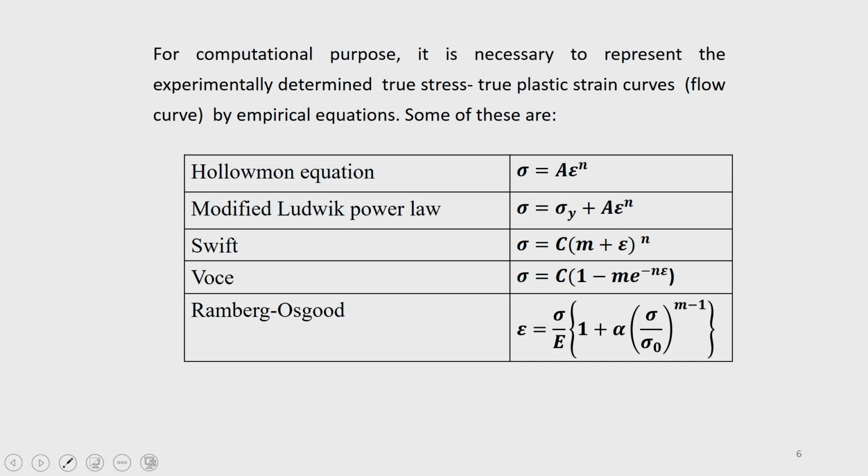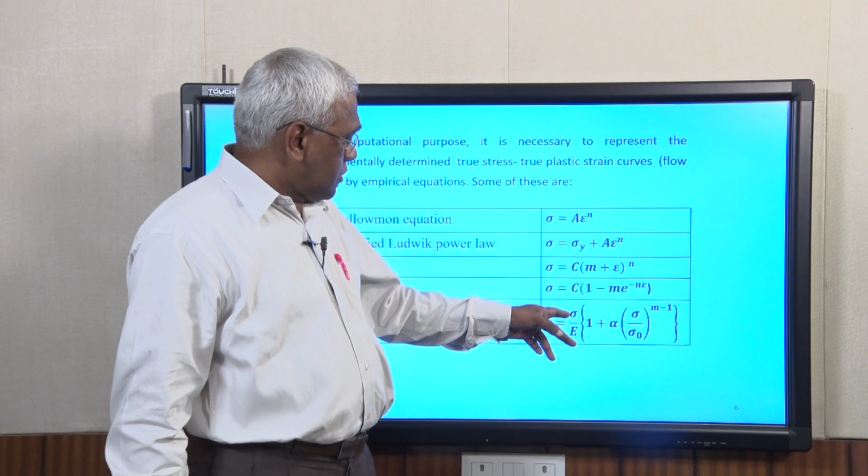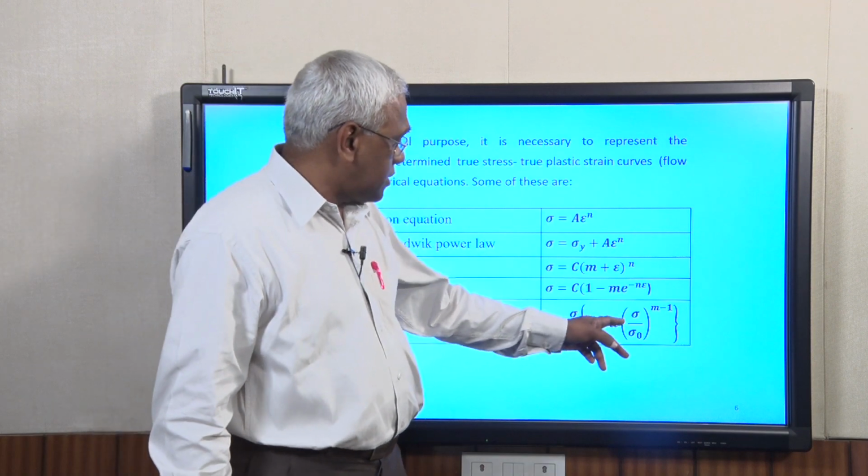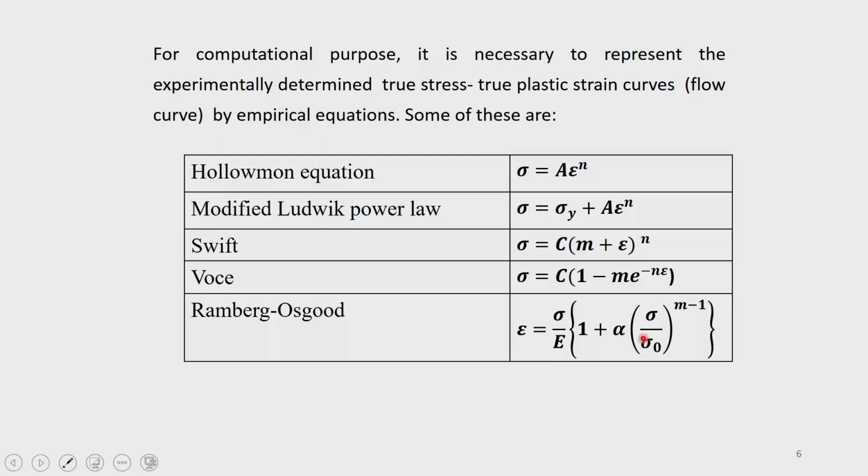Similarly, Hollomon's contemporaries also came out with other equations, and then there is the Ramberg-Osgood equation. Generally this type of equation is used for fracture studies and other things, and this is also a good form of representing the stress strain curve. It is given by strain is equal to sigma by E, where E is the Young's modulus of the material, plus alpha into sigma by sigma naught raised to m minus 1. So, alpha, m and sigma 0 are all constants for the material.